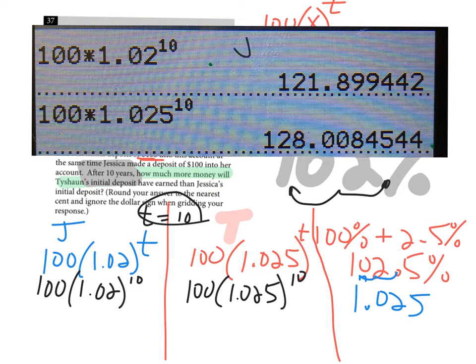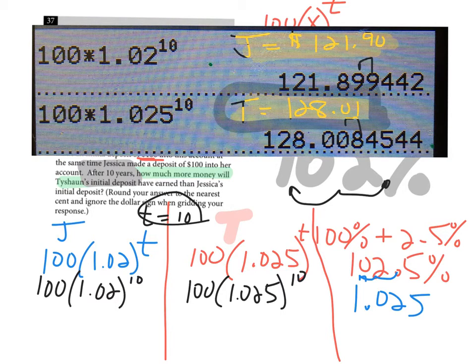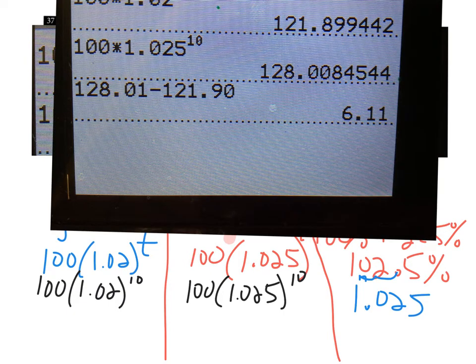So it looks like here Jessica, after the 10 years, is going to have $121.90. And then after the 10 years, Tyshawn is going to have $128.01. And the question is saying, how much more money will Tyshawn have than Jessica? So basically what I'm going to do is just now subtract these two values to get my answer. So here the answer is going to be $6.11.